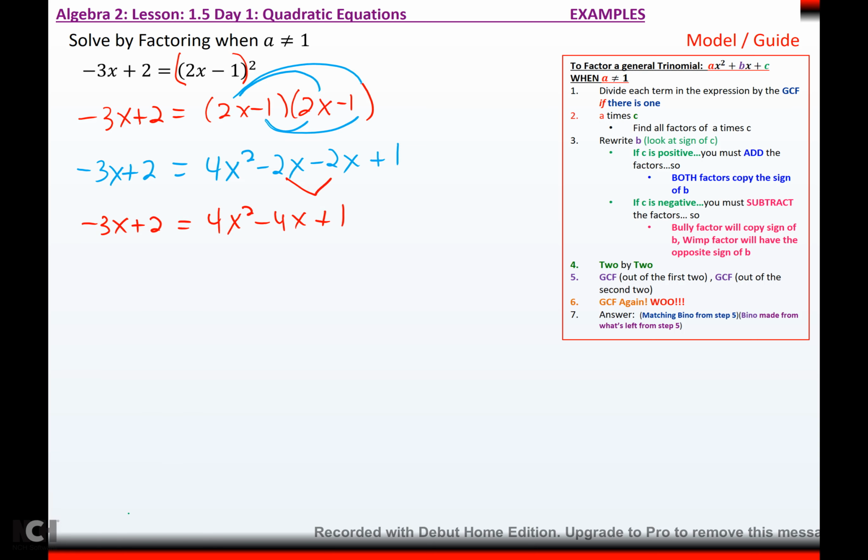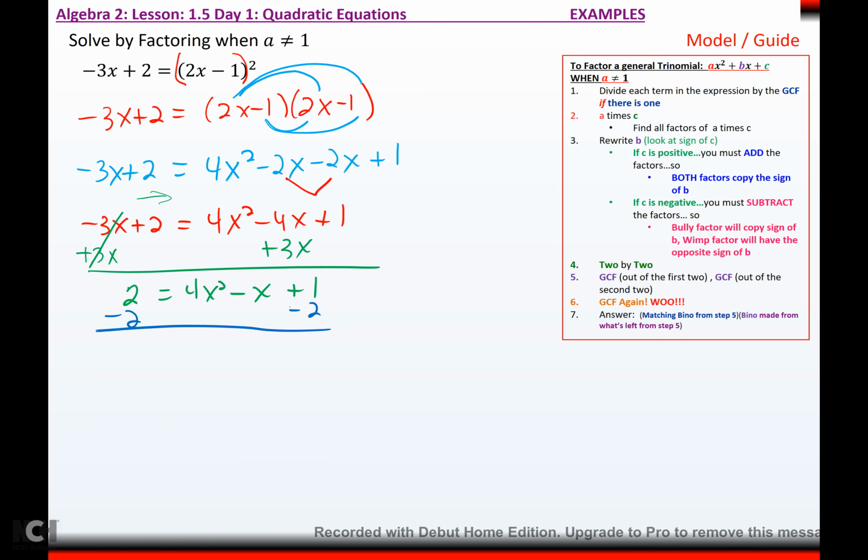I still got to get 0 on one side. Again, my x squared is on this side and it's positive and I want to keep it that way, so I'm going to move to the right. So I'm going to add 3x, add 3x. That leaves me 2 equals 4x squared minus x plus 1. Then I would subtract 2 and I get 0 equals 4x squared minus x minus 1.